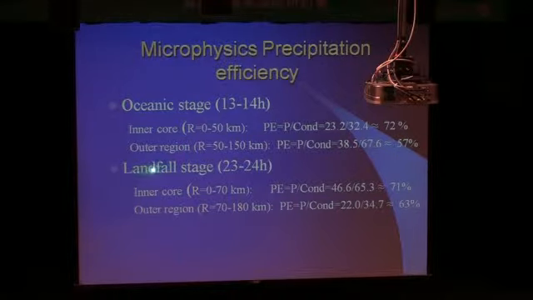However, after Typhoon Nari making landfall, the precipitation region is wider. From the reflectivity structure, the inner core region of Nari is defined as the radius between 0 and 70 kilometer. Then the precipitation efficiency is again roughly the same, 72%, like the one in the oceanic stage. However, for the outer rain band region, it increases to something like 67%. So the precipitation region is much wider after the typhoon making landfall for the outer rain band region.